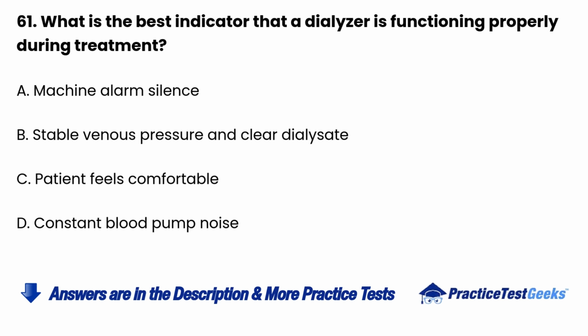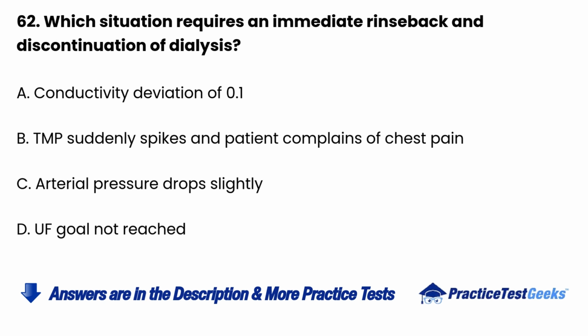61. What is the best indicator that a dialyzer is functioning properly during treatment? A. Machine alarm silence. B. Stable venous pressure and clear dialysate. C. Patient feels comfortable. D. Constant blood pump noise.